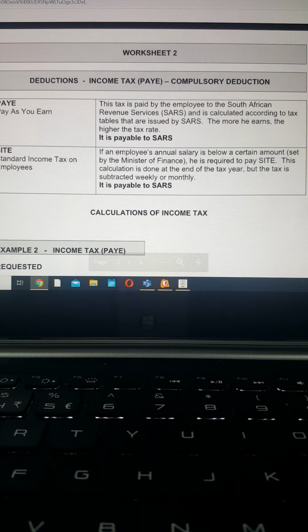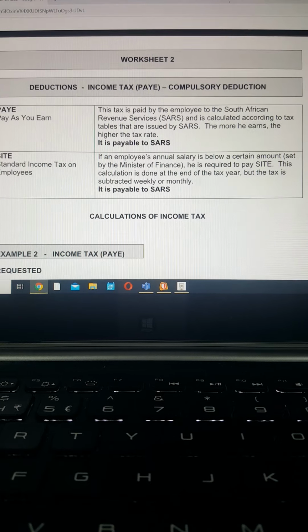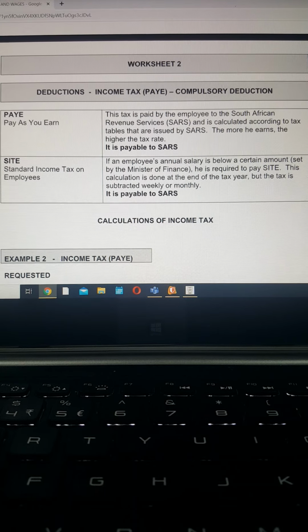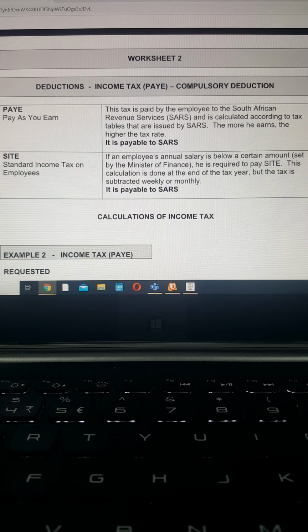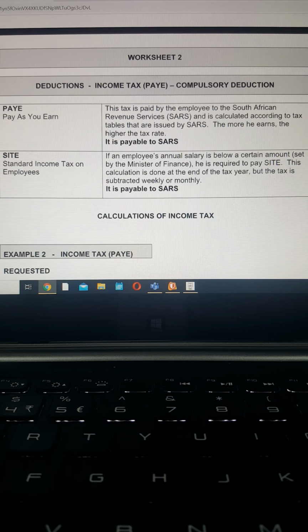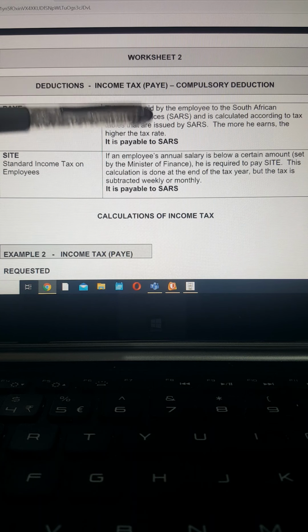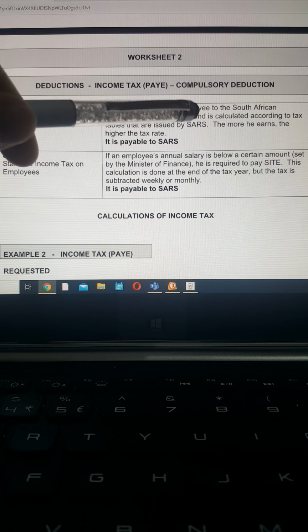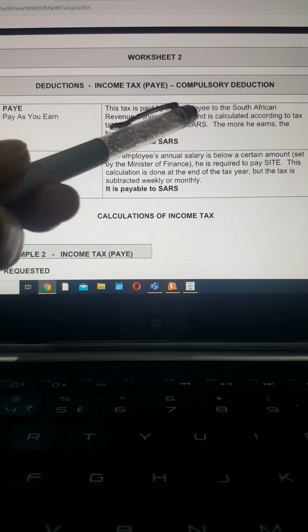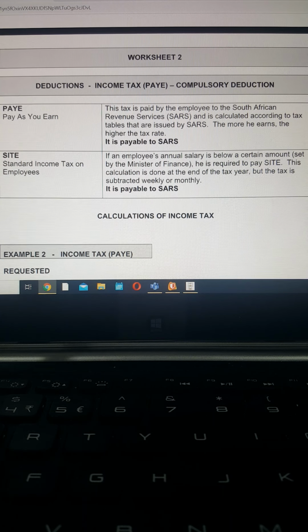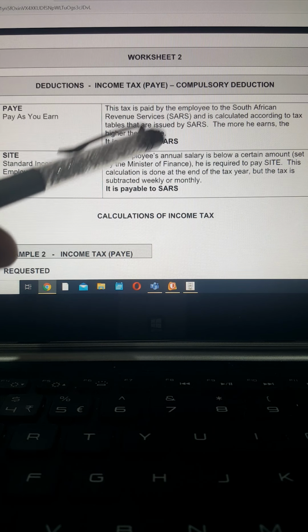If you look at worksheet number 2, it's on page number 3, right? So the first one we have here, these are compulsory deductions. So what it means is we have to pay income tax. People have salaries, and when you see this word PAYE, it means pay as you earn. This tax is paid by the employee to the South African Revenue Services, which is abbreviated as SARS, and is calculated according to the tax tables that are issued by SARS. The more he earns, the higher rate of tax that he pays, and it's payable to SARS.